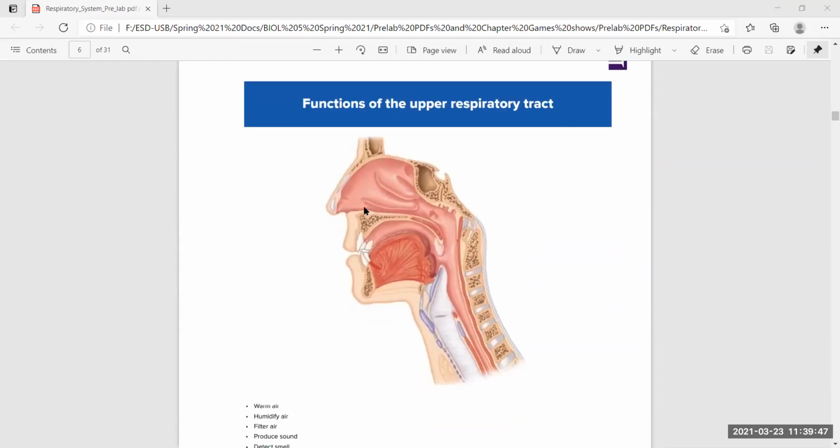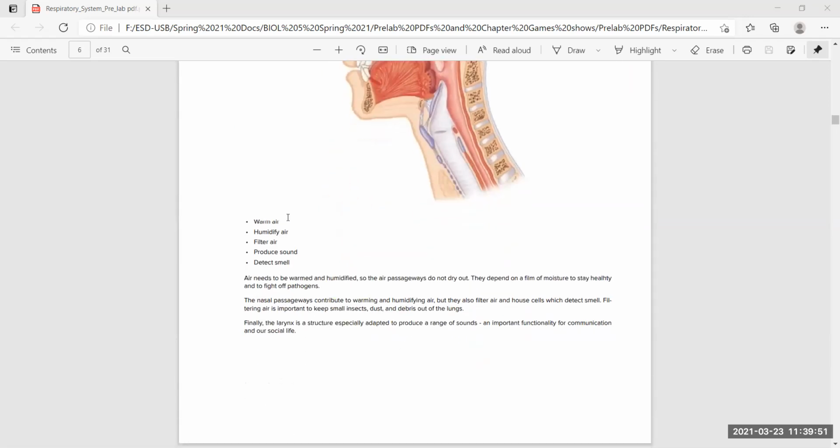Function of the upper respiratory tract. From the nose to the larynx is the upper respiratory tract, and their function is to warm the air, because nobody knows at what time what kind of ambient temperature it is. So if it is hot, it brings your air to your body temperature. If it is very cold, your nose and pharynx add some heat and warm the air.